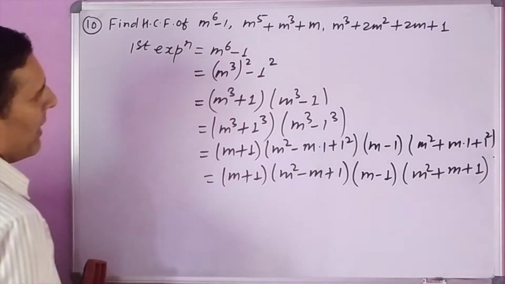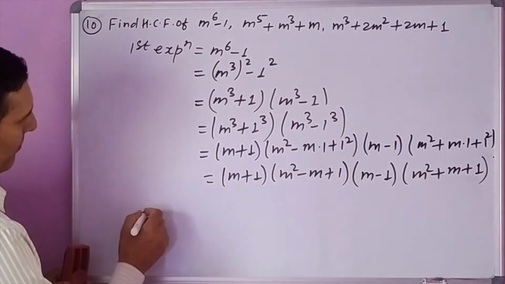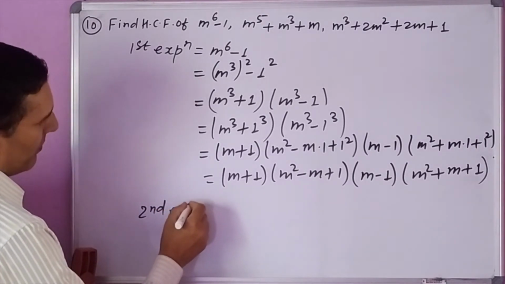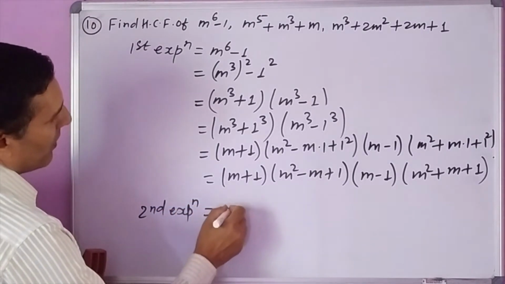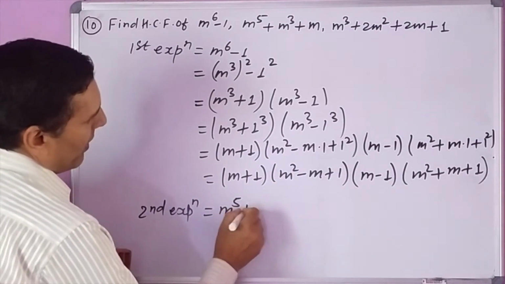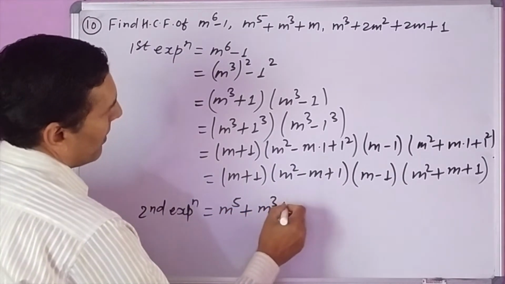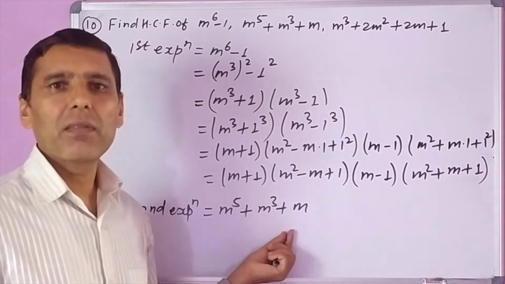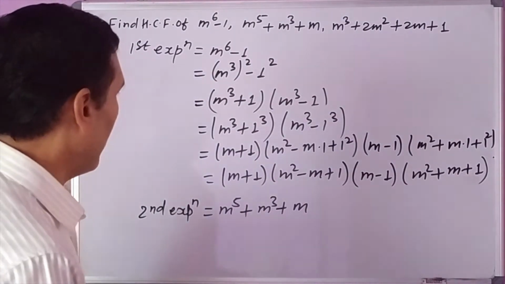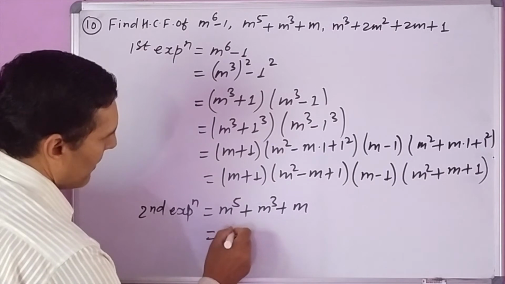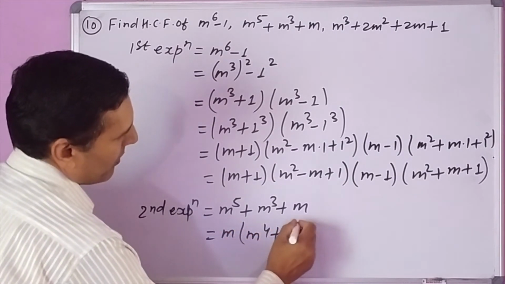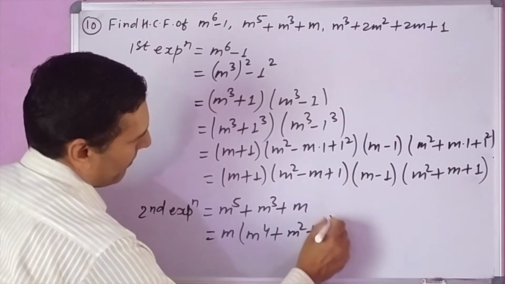Now we have the second expression, m to the power 5 plus m cube plus m. So we can see here m is common. So first we take m as common, then what will be remaining? m power 4 plus m square plus 1.